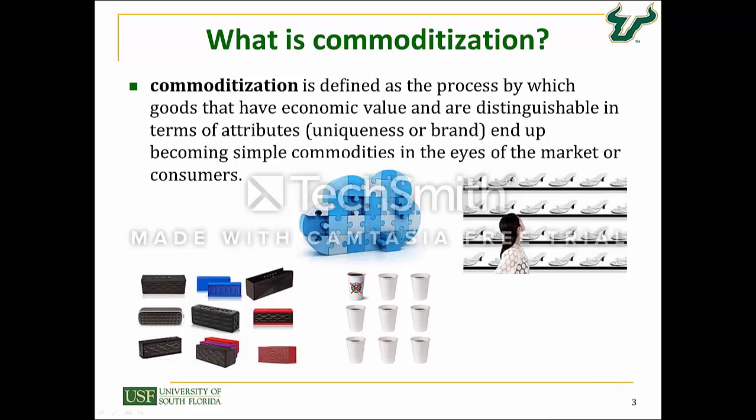Commoditization is the process by which goods that have economic value and are distinguishable in terms of attributes end up becoming simple commodities in the eyes of the market or consumers. Commoditization is not new. From healthcare to industrial, there are many examples of commoditization. For example, syringes, bandages, wheelchairs, and some drugs that have been reverse engineered by manufacturers and made generic. You can buy the same product or service from different businesses, and the only distinguishing factor is the price.